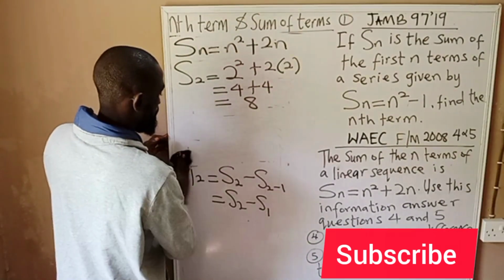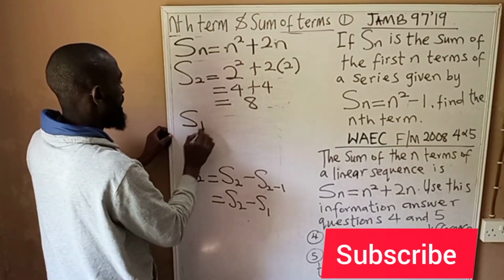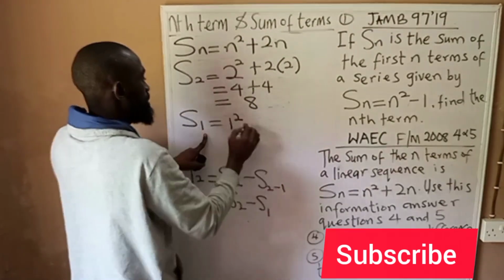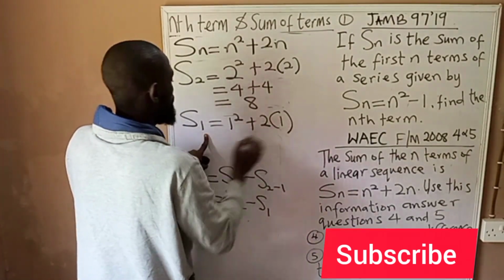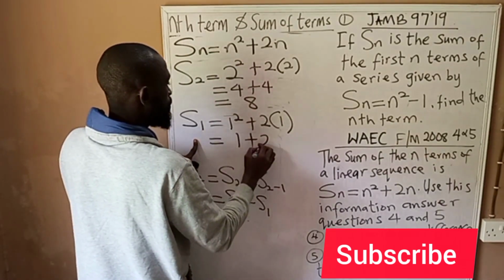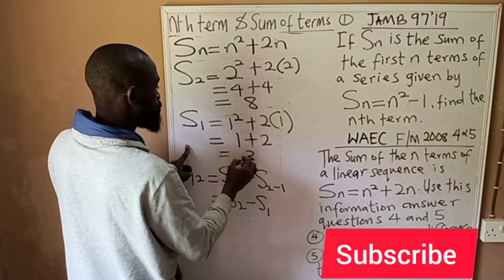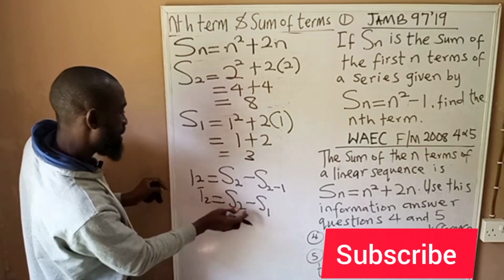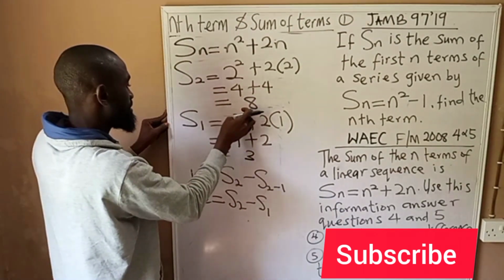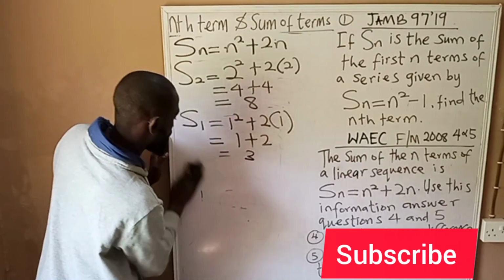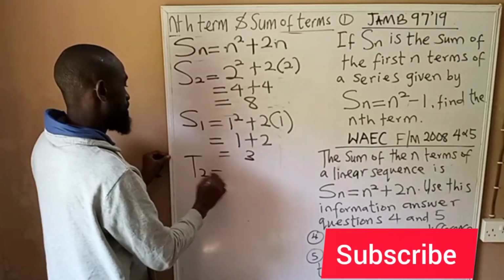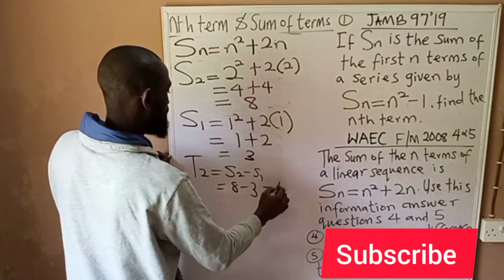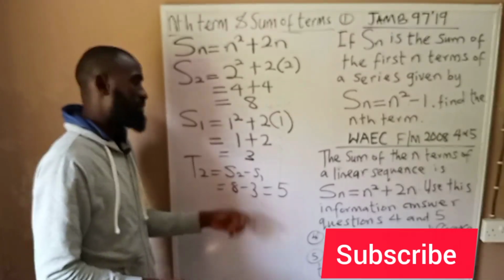Let us go for S1. Here n takes the value of 1. So our S1 becomes 1 squared plus 2 bracket 1, which is 1 plus 2. 1 plus 2 will give us 3. So our T2 is S2 minus S1, which will be 8 minus 3, and 8 minus 3 gives us 5. This is our second term. Let us get the first term.